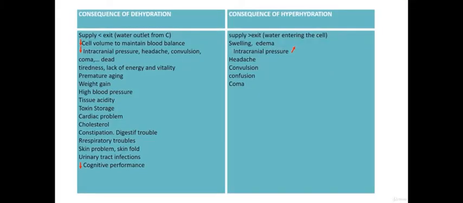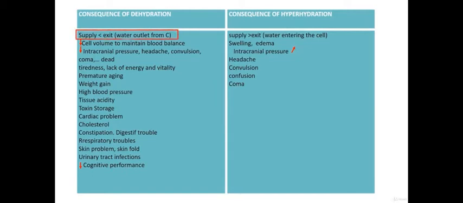Here we come to the fabulous table which embodies the consequences of dehydration and hyperhydration. As you can see, the column of the consequences of dehydration is much longer than that of the consequences of hyperhydration. That is to say, never leave yourself dehydrated. When supply is less than output, in other words, when water exits the cell, it will result in a decrease in cell volume to maintain a blood balance, a decrease in intracranial pressure, headache, convulsion, coma, and it can even go to death.